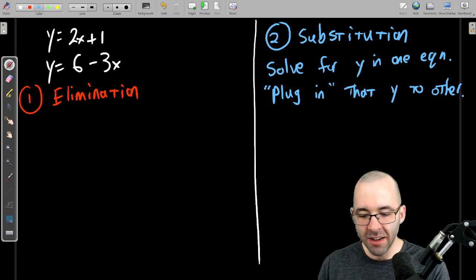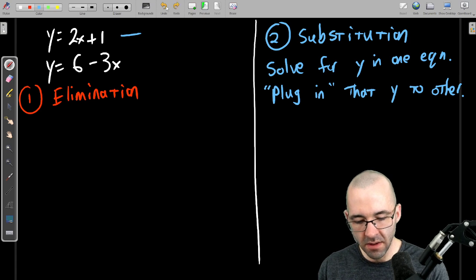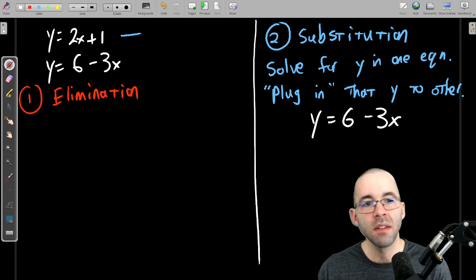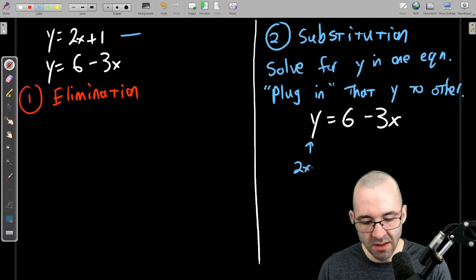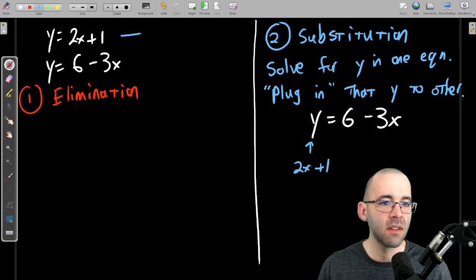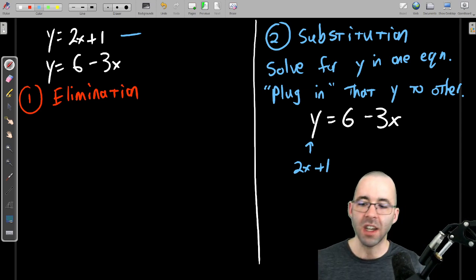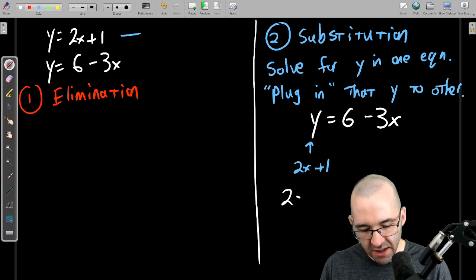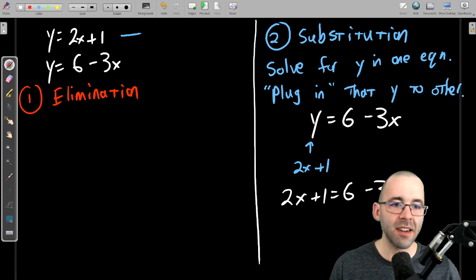So for example here, it doesn't matter which one we look at. Let's look at this first one. Y is equal to 2x plus 1. So if y is equal to 2x plus 1, then we can replace it. Y is 2x plus 1. Equals means they're the same thing, like a magic trick. Same exact thing. Replace the y then. That'll give us that 2x plus 1 equals 6 minus 3x. And now we can solve for x.